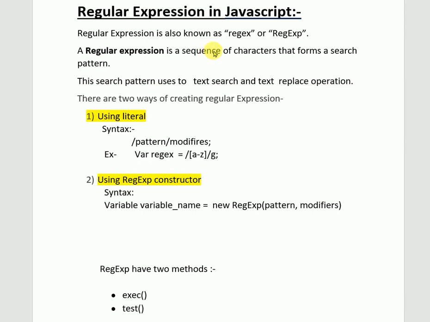But in regular expression we make a search pattern like age is 18 to 35. So it will reduce our code length and quickly give the output. This search pattern is used for text search and text replace operations. So when we need to search some text and replace it, we use regular expression.